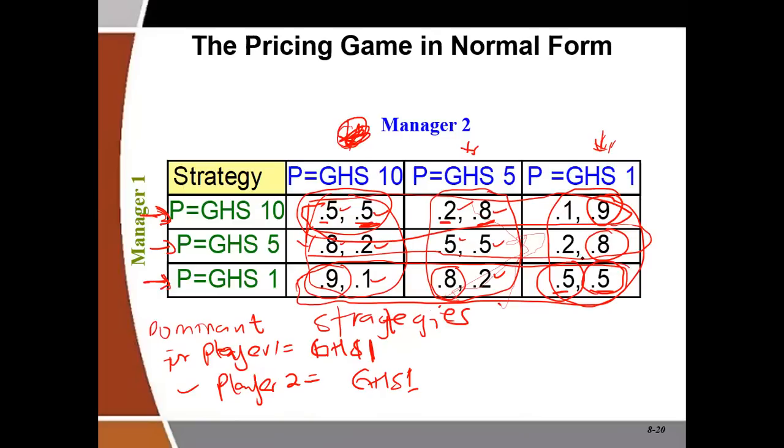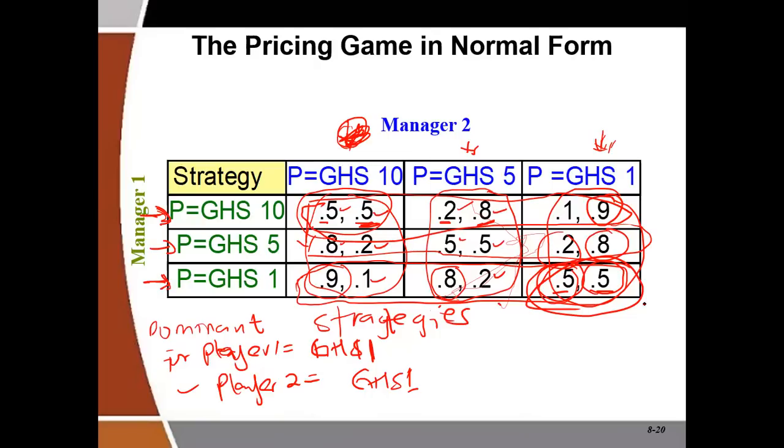We can even examine that Nash equilibrium, which is here. So here, if all of them are at 1 cedi, 1 cedi, and let's assume player 1 wants to move to 5 cedis, he will decrease his payoff from 0.5 to 0.2. So it's a Nash. For Nash, once each of you or once one of you moves, holding the other person constant, you will decrease your payoff, all right?